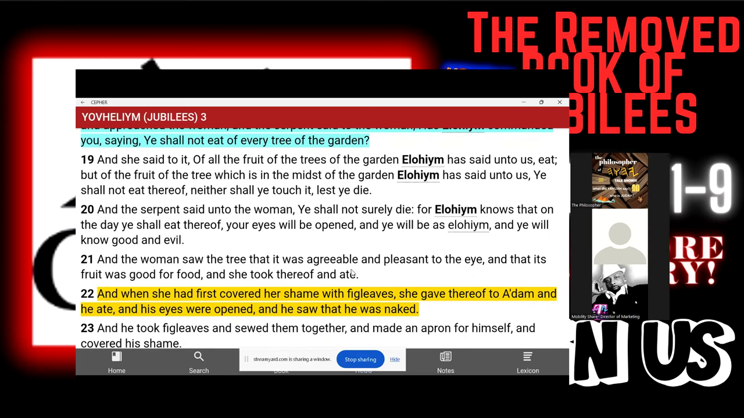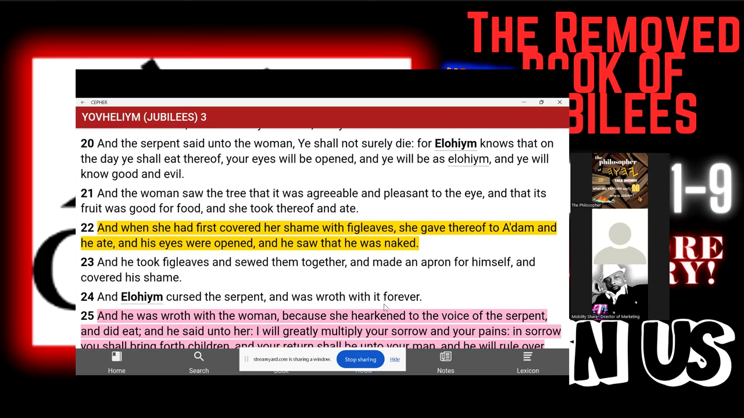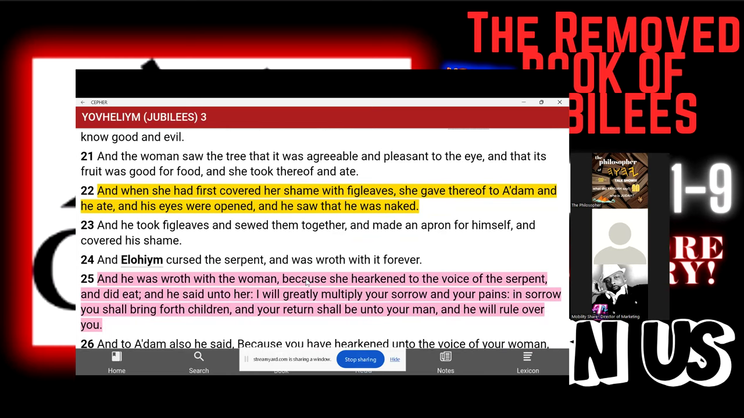And the serpent said unto the woman, you shall not surely die, for Yahuwah knows that on the day you shall eat thereof, your eyes will be open, and you will be as Elohim, and you will know good and evil. And the woman saw the tree, that it was agreeable and pleasant to the eye, and that its fruit was good for food. And she took thereof and ate. When she had covered her shame with fig leaves, she gave thereof to Adam, and he ate, and his eyes were open, and he saw that he was naked. He took fig leaves and sewed them together and made an apron for himself and covered his shame.